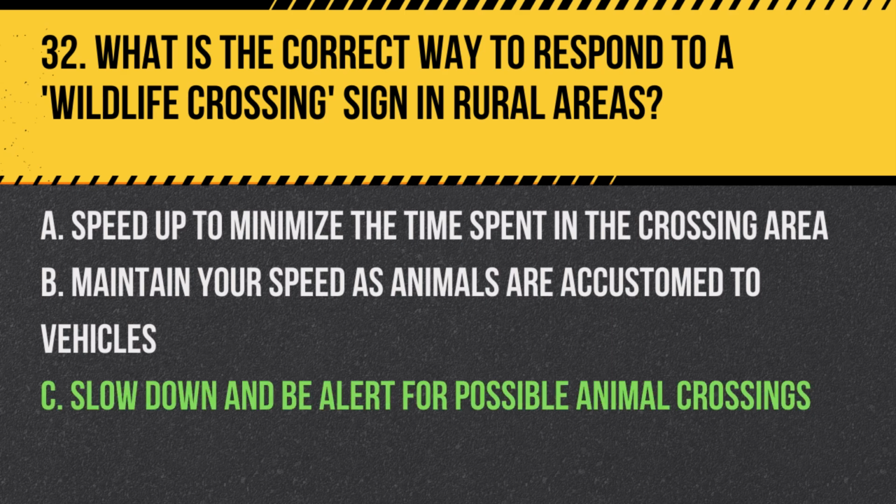Answer. C. Slow down and be alert for possible animal crossings. A wildlife crossing sign indicates areas where wild animals frequently cross. Reducing speed and remaining vigilant can prevent accidents and ensure the safety of both animals and drivers.